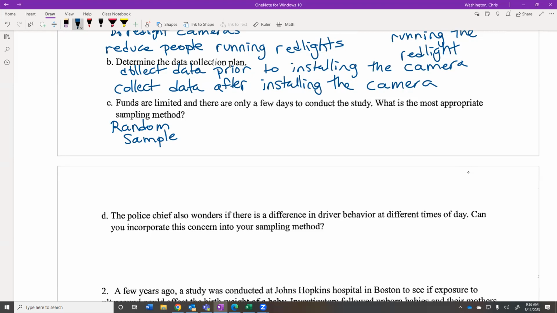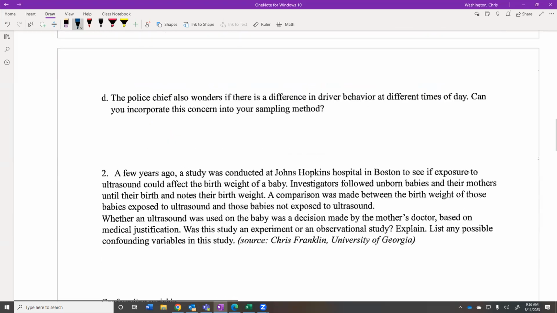So if we're going to go observe, we might randomly pick what times we actually observe the red light. Because if we go up there when it's the busiest, there's probably going to be more people running the red light if it's really busy that day. If it's not that busy, there's probably not going to be a whole lot of people running the red light. So we randomly select what times we go stand and watch and observe.